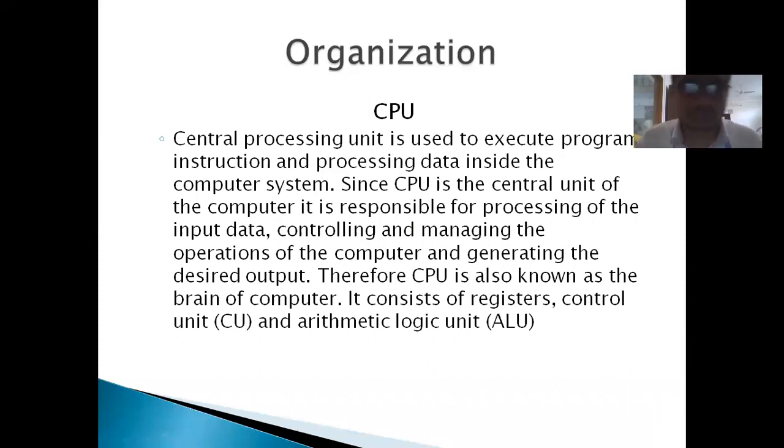Now CPU. CPU is central processing unit. It is used to execute the program instruction and processing data inside the computer system. CPU is responsible for processing of the input data, controlling and managing the operations of computer, and generating the desired output. CPU, also known as the brain of computer, consists of registers, control unit, and arithmetic logical unit.